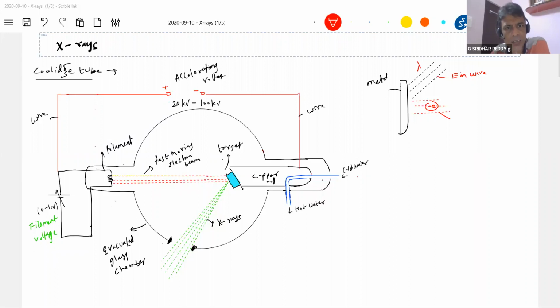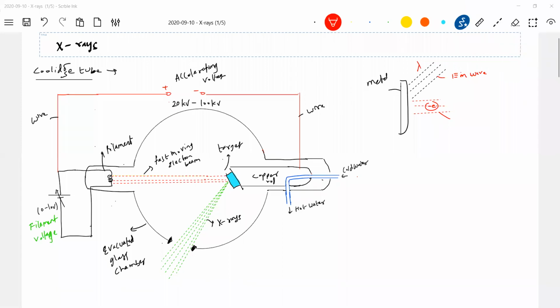So today's class we are going to discuss X-rays. It's a very small topic. It is there for both Mains as well as Advanced. In the NCERT book, there is no description of X-rays, there's no chapter, but still it is part of the syllabus. Fine. So I'll start with the Coolidge tube apparatus.